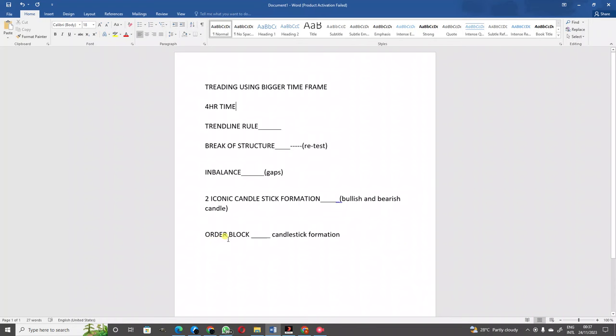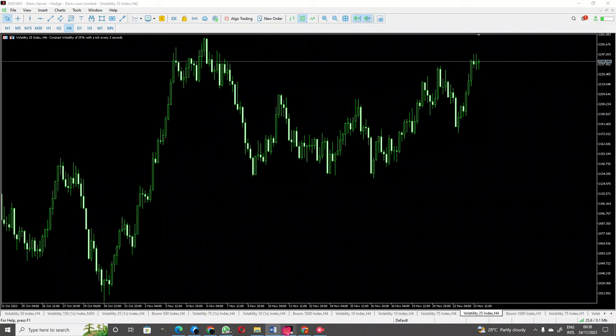And also we are going to cover some part of the principle that has to do with order blocks, but I'm not going to do much on those because I know that order block content is everywhere. You go on TikTok, you go on YouTube, everyone has videos on order blocks, yeah? So this is how I do it myself.